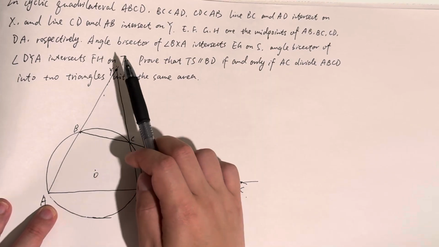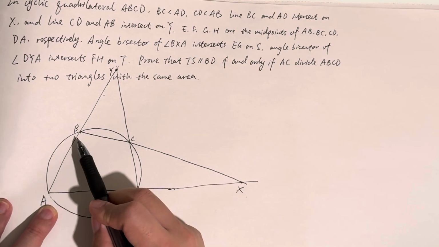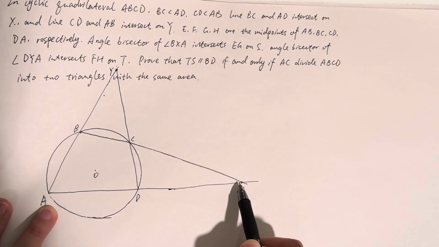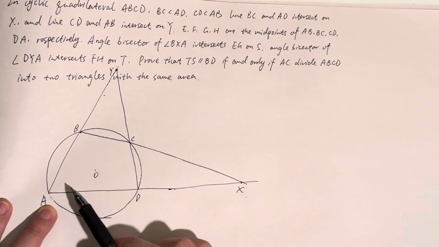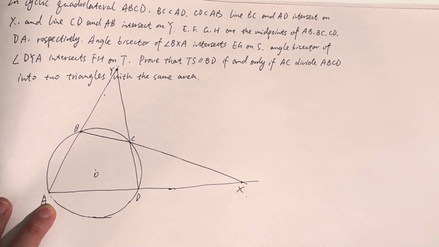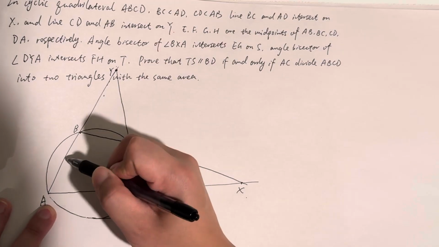Respectively, and the angle bisector of angle BXA. We want to find the angle bisector of it. It intersects EG at S. Okay, let me just draw it. Draw the problem here.